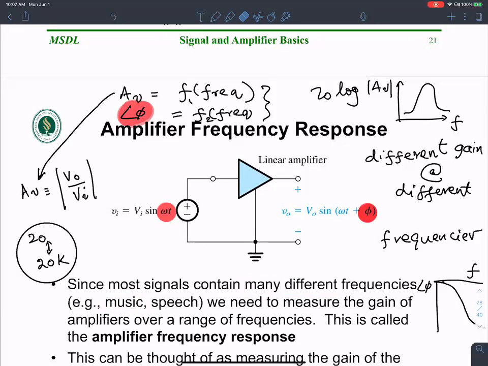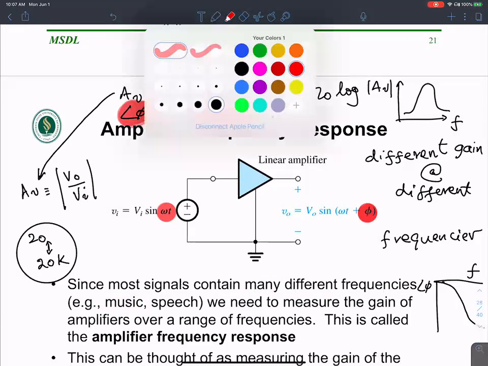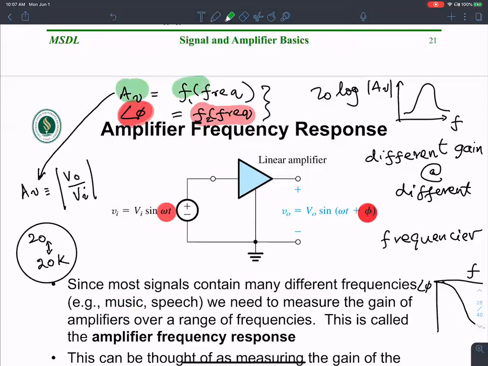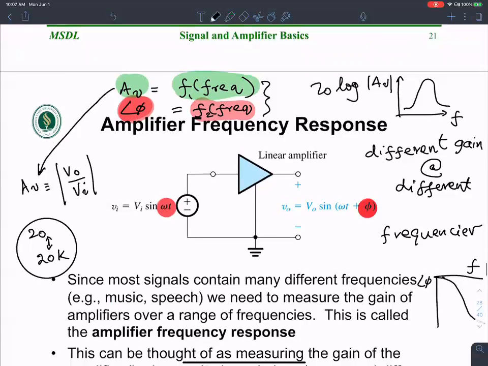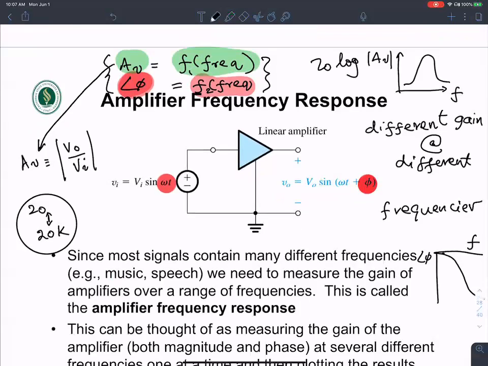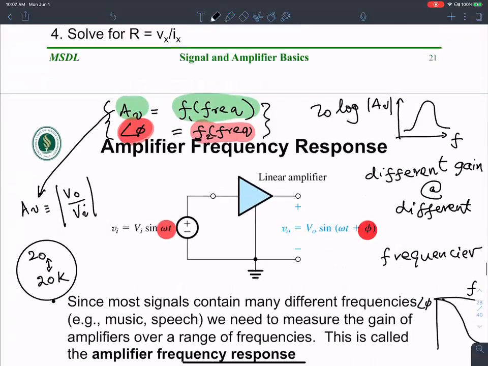In order to understand how this phase and this amplitude depend as a function of frequency, we use AC analysis. So this information about how the voltage and phase of an amplifier output depend on frequency, we get from what is known as AC analysis. This is something we discussed in the last class.